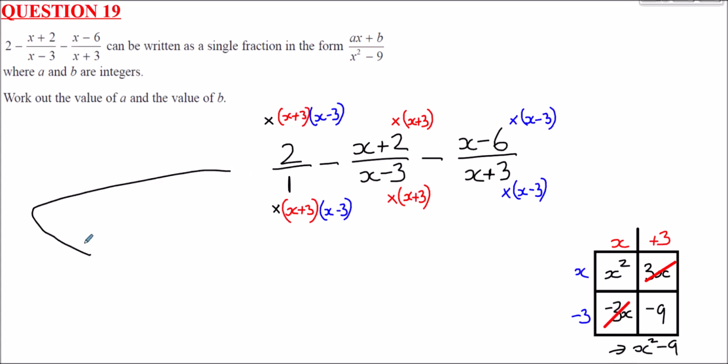So we can neaten this up a lot now. So this fraction here, I'm going to rewrite this as 2 lots of x plus 3 brackets x minus 3. But I've just shown you here, hopefully, that x plus 3 times by x minus 3 gives us x squared minus 9. So on the top of this first one, I'll have 2 lots of x squared minus 9. 1 times this, x plus 3 times x minus 3, that'll just give me on the bottom x squared minus 9.